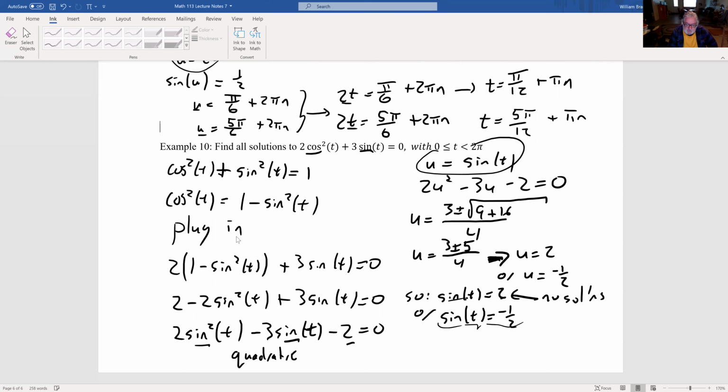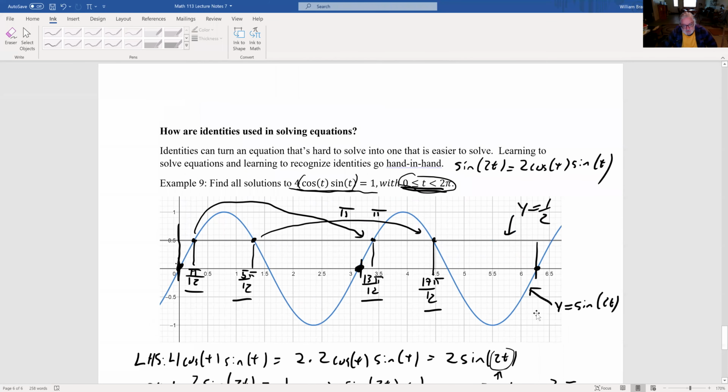This we've done a couple of times. This is our old friends, 7 pi over 6 plus 2 pi n and 11 pi over 6 plus 2 pi n. And so that's how you can solve these equations. Remember that cosine and sine always have two solutions in between 0 and 2 pi. In general, cosine and sine have two solutions in every cycle. If you have multiple cycles in 2 pi, right, then you get multiple solutions.